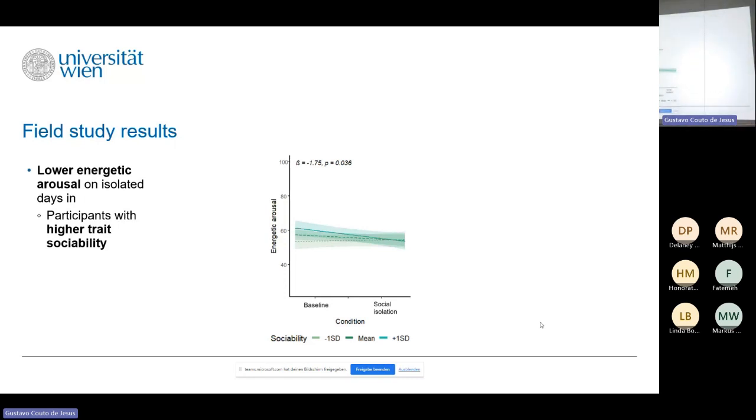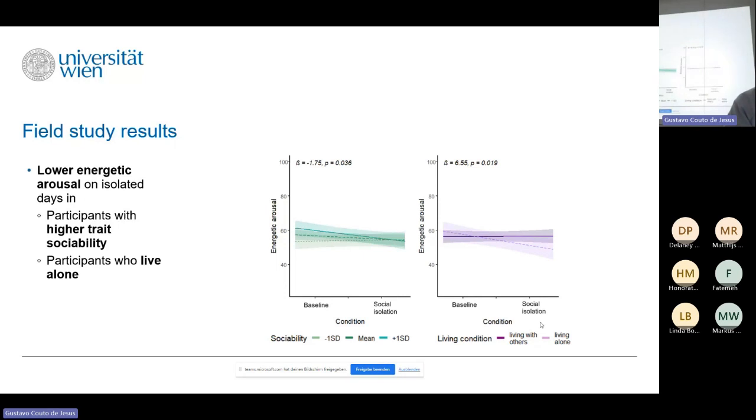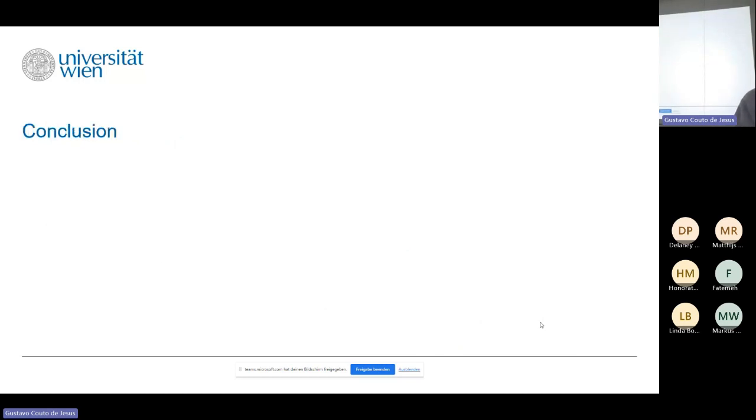So energetic arousal was reported in people with especially high sociability as being lower during social isolation day compared to baseline days. So this depletion of energy was replicated, or validated, in the field, and also for people who were living alone. So more sociable individuals and people living alone felt less energy when they were socially isolated, or when the day was a social isolation day.